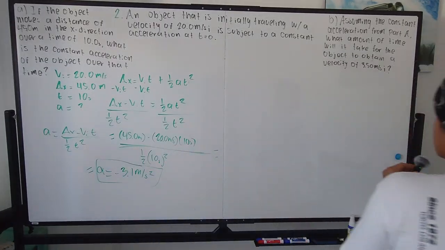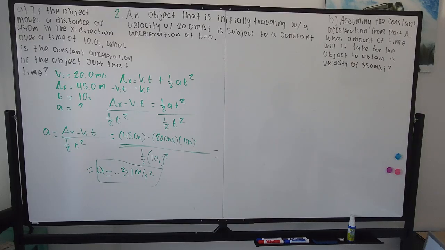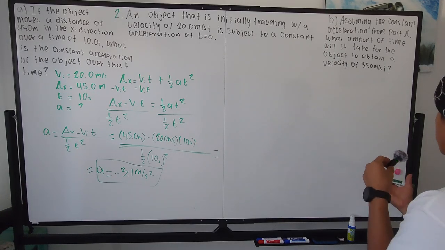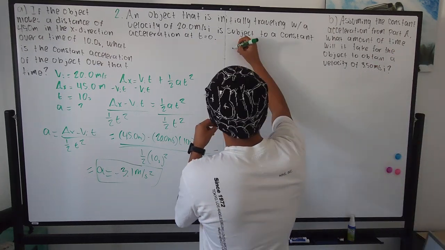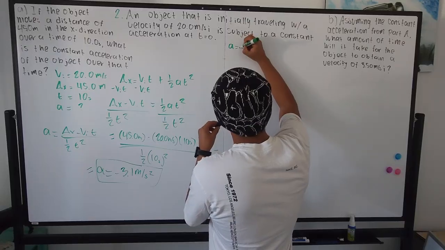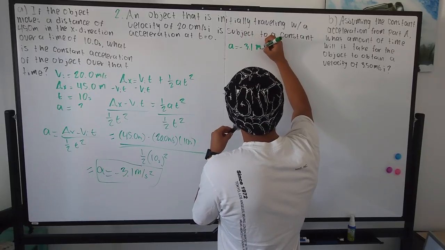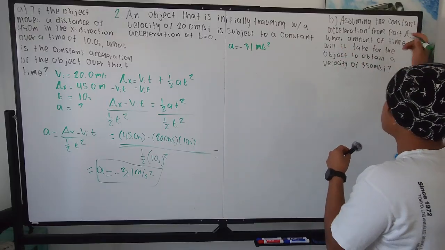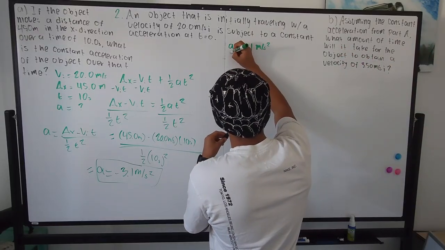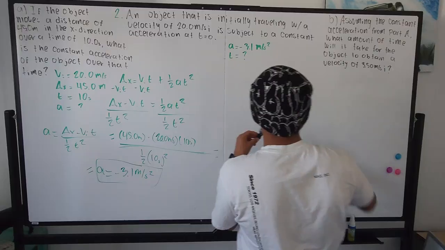For problem letter B, it says, assuming the constant acceleration from part A, what amount of time will it take for the object to obtain a velocity of 3.5 meters per second in the I direction? Again, I is just the same as x. So let's first just write down everything we know. We're using the acceleration from part A. So then a is equal to negative 3.1 meters per second squared. And then right here it's asking for time. So that's what we're going to be solving for. Time equals something that we don't know.